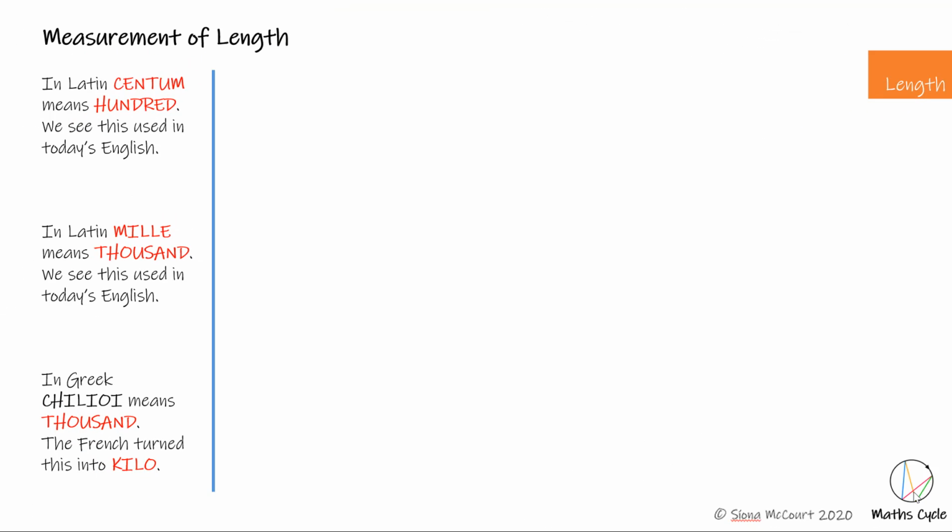Measurement of length. In Latin, centum means 100. We see this used in today's English. So century is 100 years. Cent is 1/100th of a dollar. And in maths, when we take a fraction of something, we multiply. So 1/100th multiplied by a dollar is 0.01 of a dollar, which we call 1 cent.